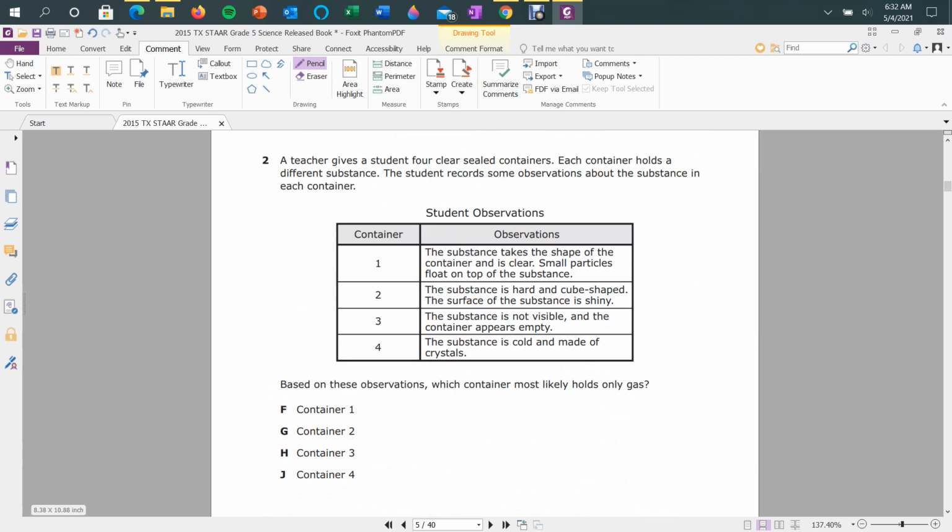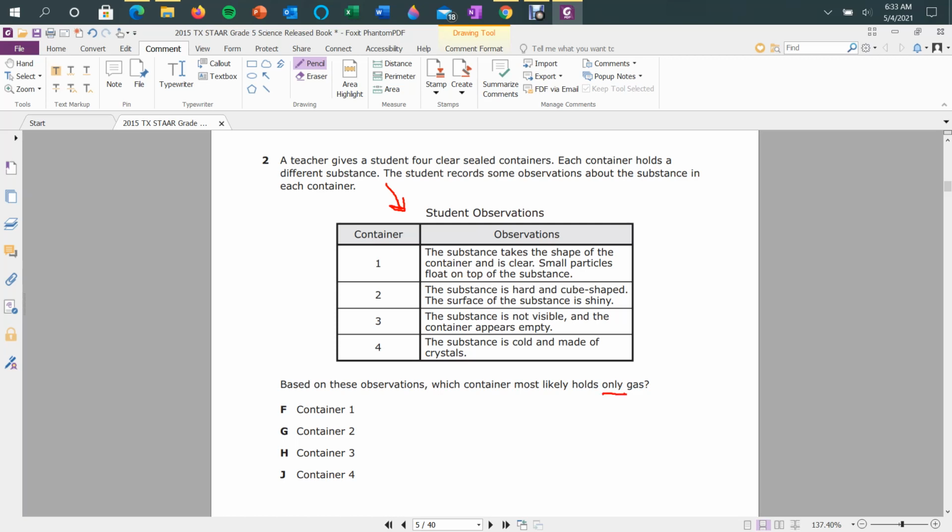So, a teacher gives a student 4 clear sealed containers. Each container holds a different substance. The student records some observations about the substance in each container. So this is where it did that. So that just is telling you what this is, right? So based on these observations, which container most likely holds only gas?